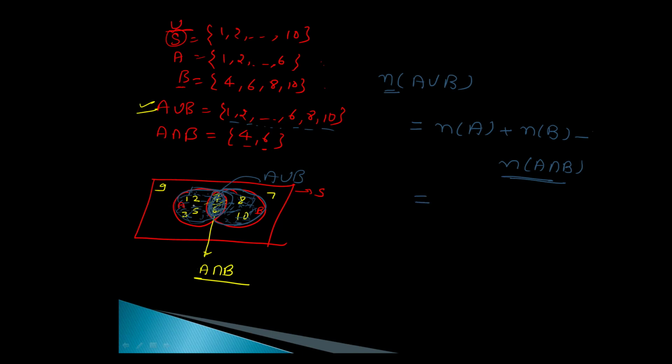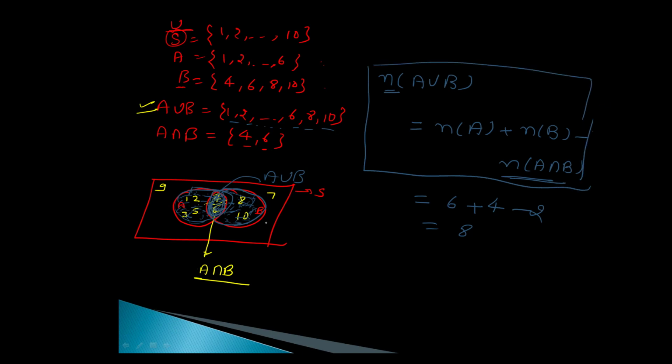We understand that the number of elements in set A is 6, and the number of elements in set B is 4. And we have counted these two elements twice. So let me subtract, so it is going to be 8. And we have seen here that we have 8 elements in this union. So here we got a wonderful rule: number of elements in set A union B.